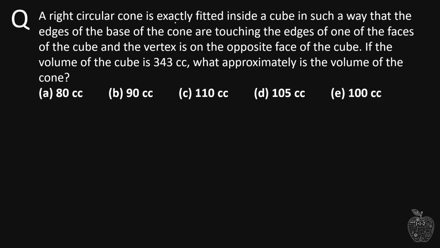A right circular cone is exactly fitted inside a cube in such a way that the edges of the base of the cone are touching the edges of one of the faces of the cube, and the vertex is on the opposite face of the cube. If the volume of the cube is 343 cubic centimeter, what approximately is the volume of the cone?